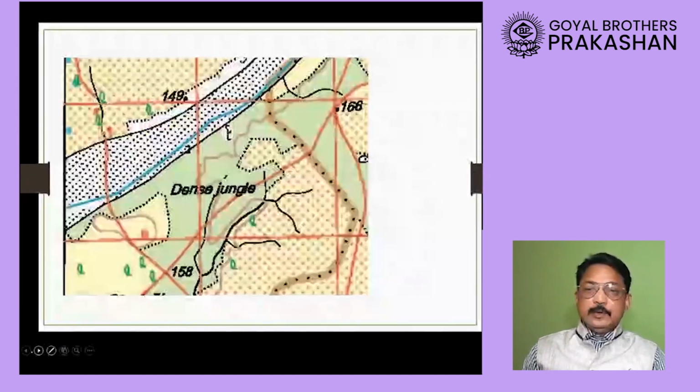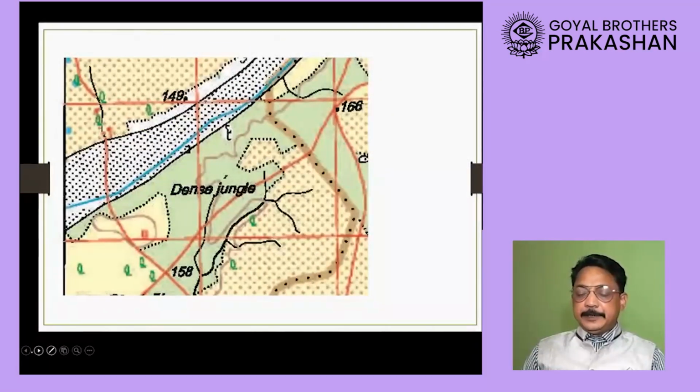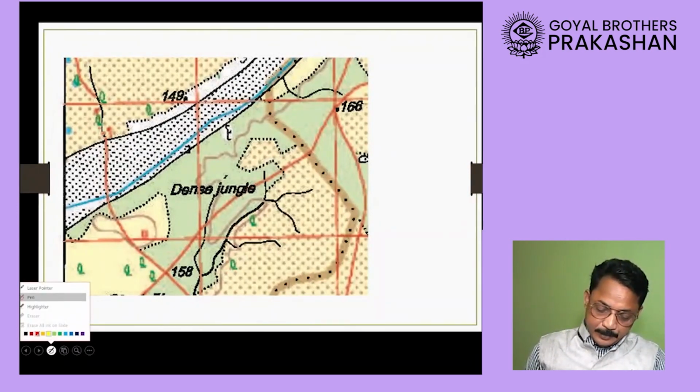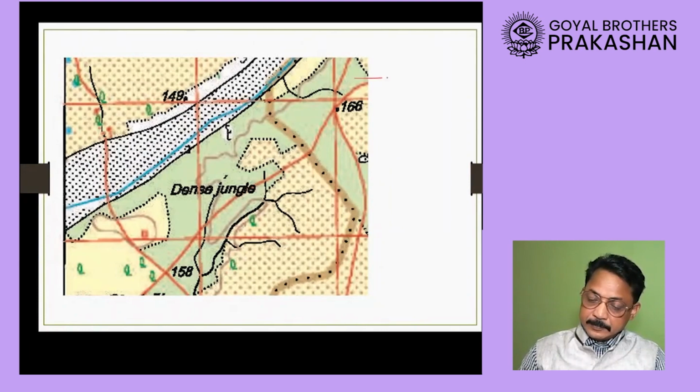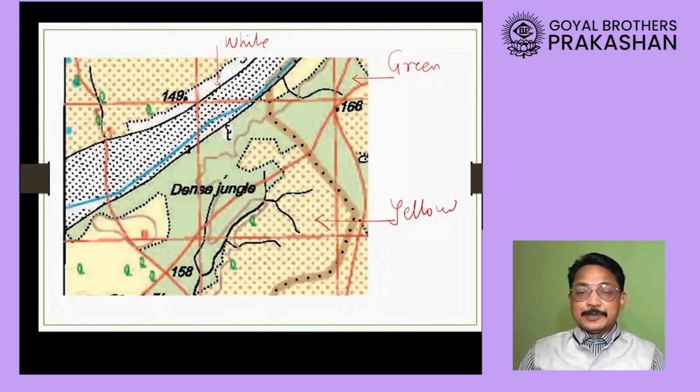Okay, now this is a very small extract. This is one of the smallest extracts of a topography map. Okay, now look at it very carefully. Here you will find green color used, yellow color used, white color is used, so various colors are used.